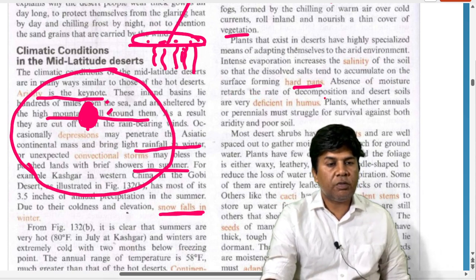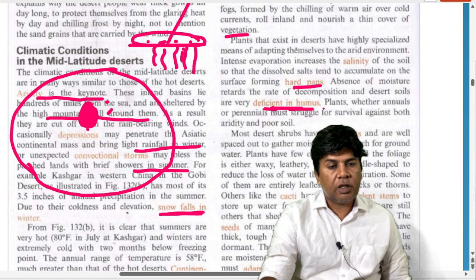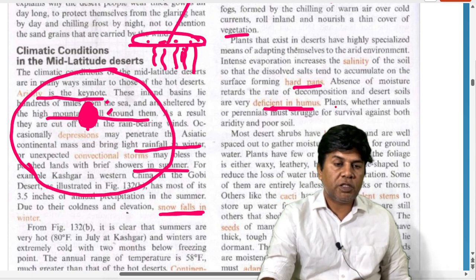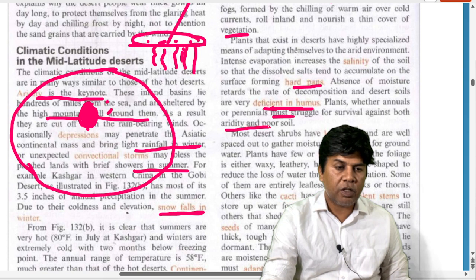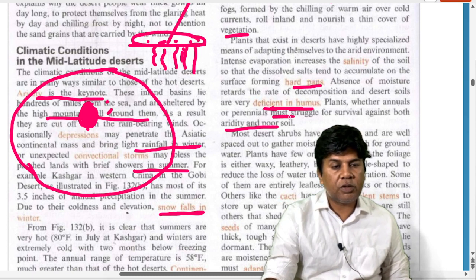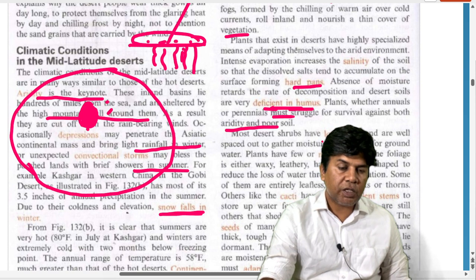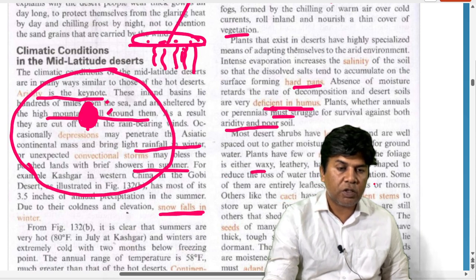Absence of moisture retards the rate of decomposition, and desert soils are very deficient in humus. If decomposition of humus has to take place, then both temperature and humidity must be high, like in equatorial areas. Plants, whether annuals or perennials, must struggle to survive against both the aridity and poor soil. Annuals are those plants which spring up only once in a year, and perennials are those plants which are always alive. Most desert shrubs have long roots and are well spaced out to gather moisture and search for groundwater. Plants have few or no leaves, and the foliage is either waxy, leathery, hairy, or needle-shaped to reduce the loss of water through transpiration.